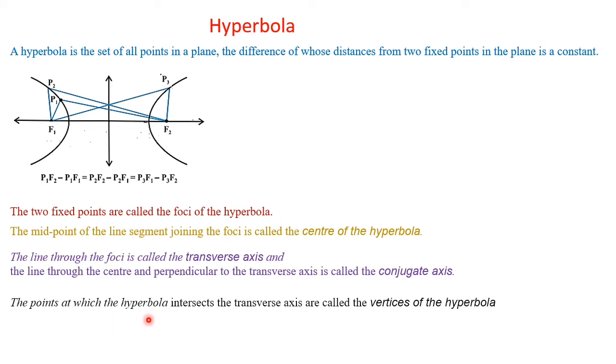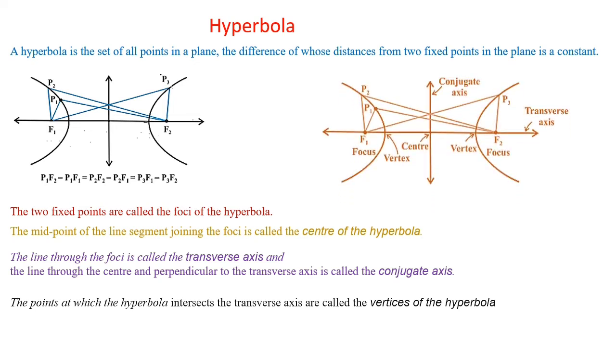The points at which the hyperbola intersects the transverse axis are called the vertices of the hyperbola. See here, this is one hyperbola, this is another one. These portions intersect the transverse axis here. The hyperbola intersects at this point, and on the right side it is at this point along the transverse axis. So these two points are called the vertices of the hyperbola. Now we can visualize all these things together here.